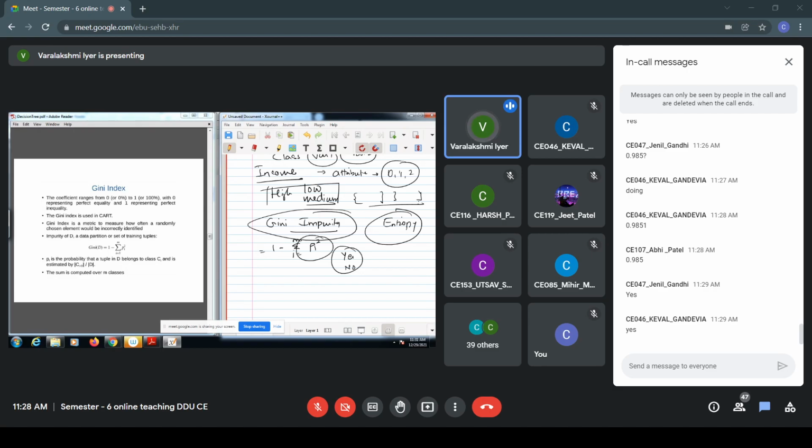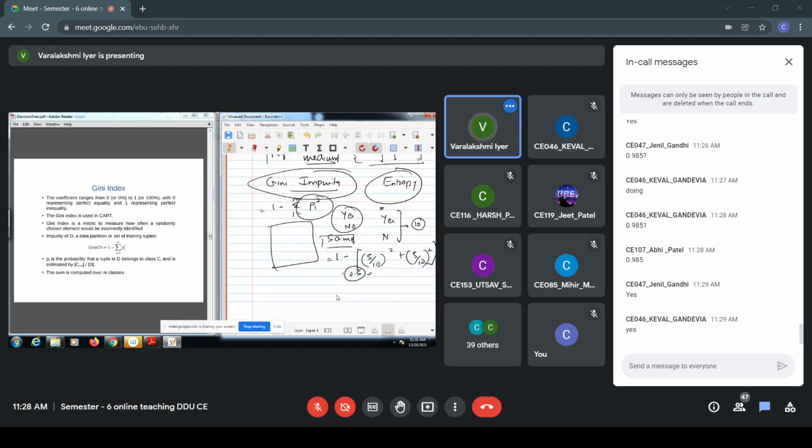If we use the same data set as before, for example 5 yes classes and 5 no classes, with a total of 10, our Gini impurity will be 1 minus (5 by 10 the whole square plus 5 by 10 the whole square). So the Gini impurity value will be 0.5. Is that clear to everyone?